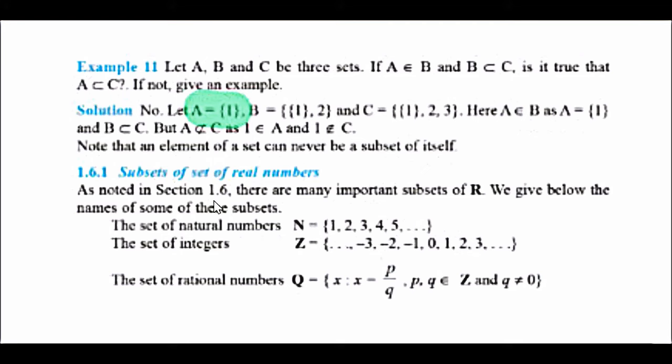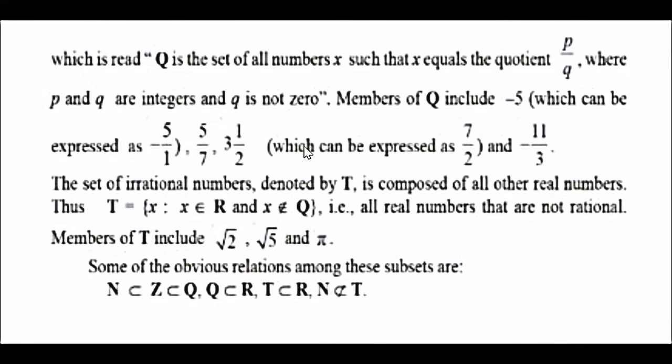Now the subsets of the real numbers, as we have just seen: the set of natural numbers is like this, the set of integers is like this, the set of rational numbers Q, which is of the form p by q, is like this, where p and q are integers and q cannot be 0.